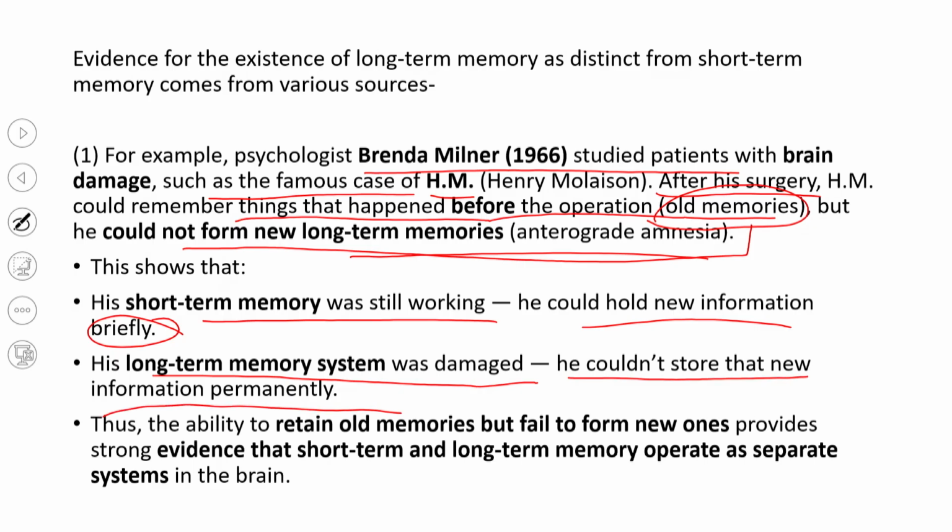So, that means the brain has different systems. Short term was working, long term memory was not working. So, this clearly shows that the brain has different subsystems. Thus, the ability to retain old memories but fail to form new ones provides the evidence that short term memory and long term memory operate as separate systems in the brain, because one was working and another was not. So, they are separate systems. If they were both one, both would be affected, but that was not the case. One was working, one was not working. So, that means they are separate systems.